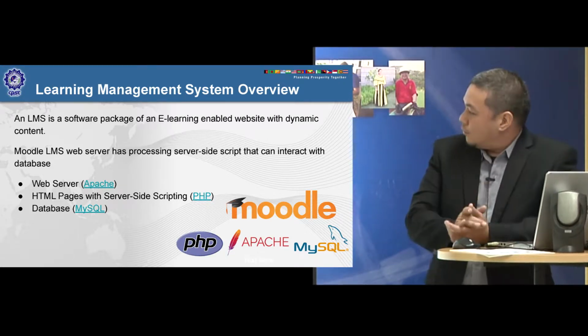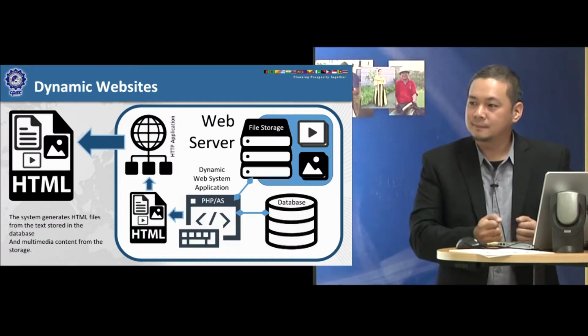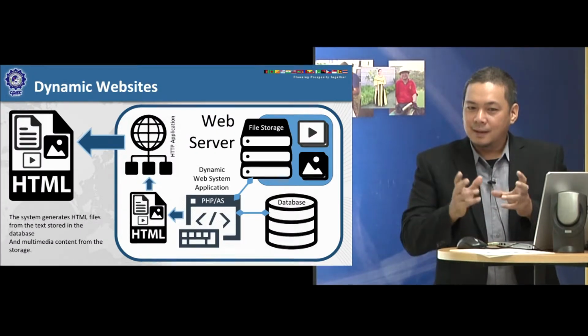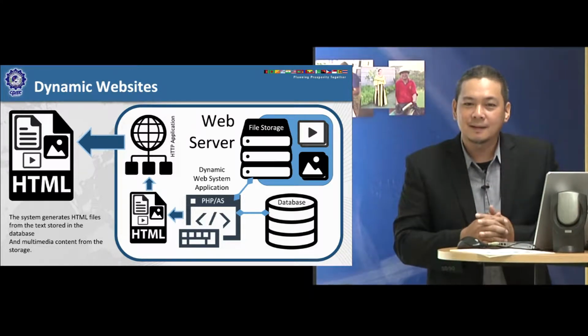And this is a diagram of how a dynamic website works. Of course, this is the web server, this is the file storage, this is the database, and this is the PHP server. It collects information, gets data from the file storage and database, puts them together, and creates a unique HTML page. So, do you understand why it is called a unique HTML page?